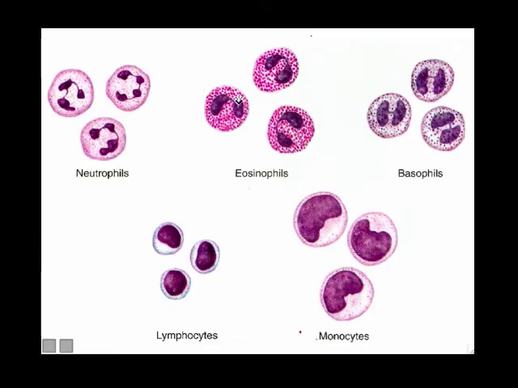Okay, so another part of your innate immune system are those white blood cells that do phagocytosis. Remember, those are the neutrophils, the eosinophils, and the monocytes that then turn into the macrophages. And the general term for any cell that does phagocytosis is a phagocyte.